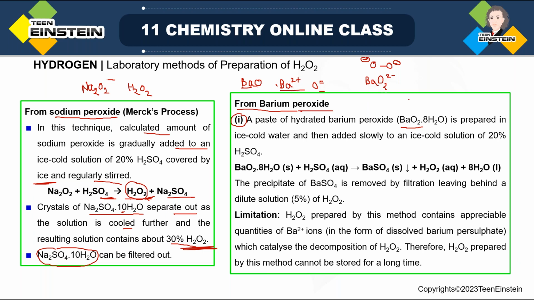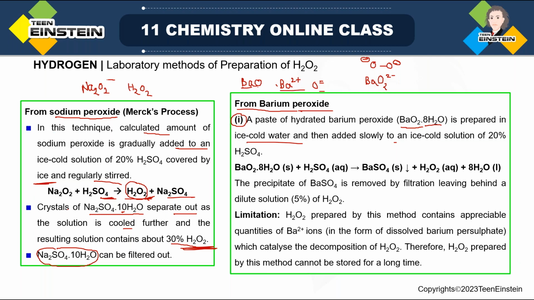Here we have taken barium peroxide, BaO2, with 8 water molecules attached. A paste of this molecule is prepared with ice cold water. And this is a paste, it is not a solution. It is prepared with ice cold water and then added slowly to an ice cold solution of 20% H2SO4. So again we have taken 20% H2SO4, which is an ice cold solution.